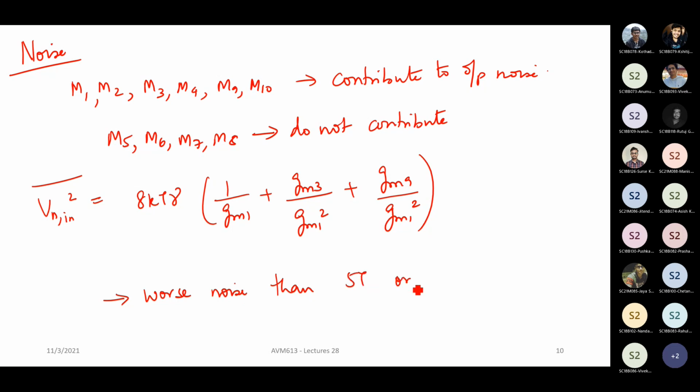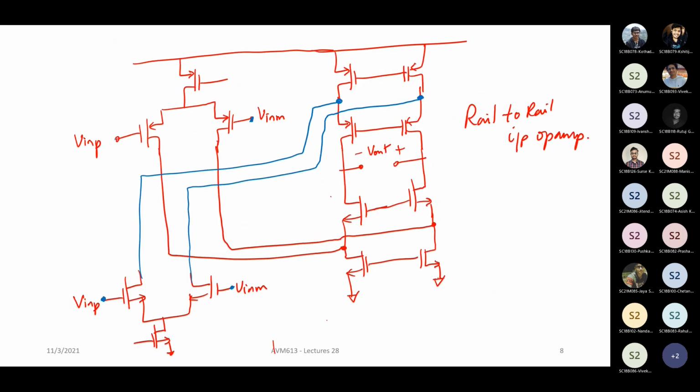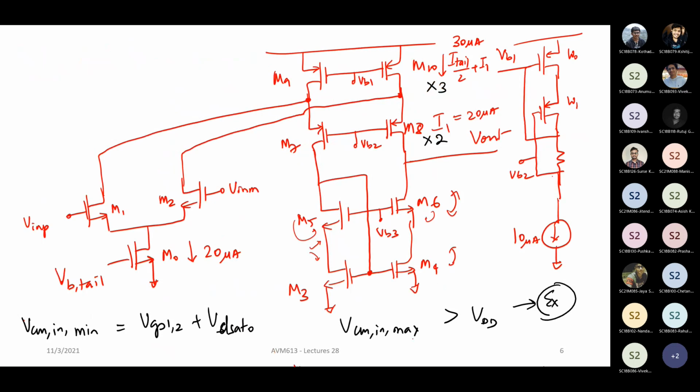5T OTA or telescopic. Right. But of course, these are the trade-offs, right? You have slightly worse noise, little lower gain than telescopic, but then you have a much better input common mode range, right? And in, I think, the previous class, we looked at the dominant and non-dominant poles.